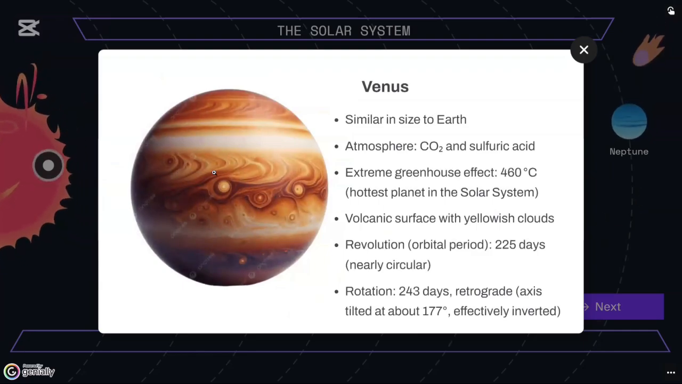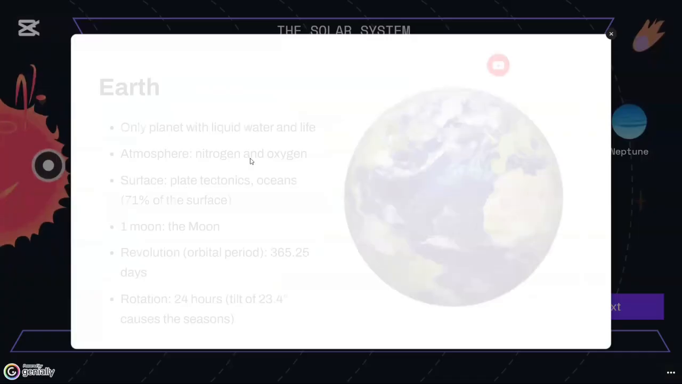On the other side, we have Venus. It's almost the same size as Earth, but don't let that fool you. Its atmosphere is made of CO2 and sulfuric acid, which traps heat. It's always 460 degrees. That makes it the hottest planet in our solar system, even hotter than Mercury. It has volcanoes and thick yellow clouds. Here is a fun fact. Venus spins backwards. Its rotation takes 243 days and it orbits the sun in 225 days. Then we have the Earth.